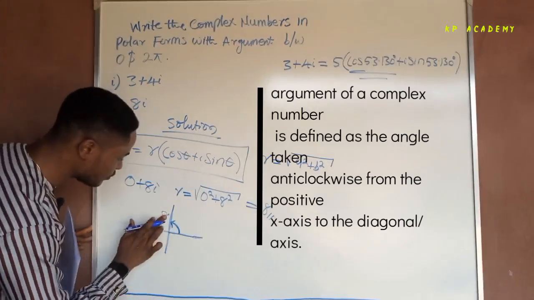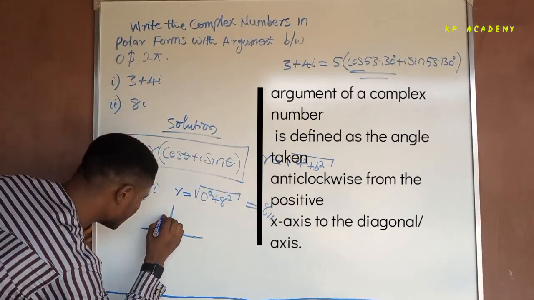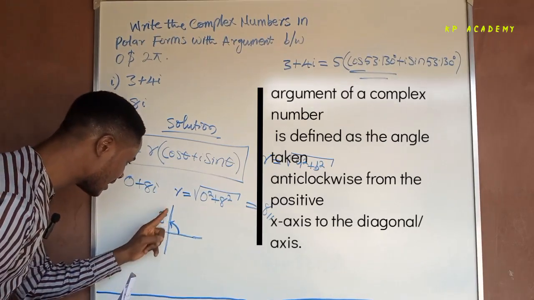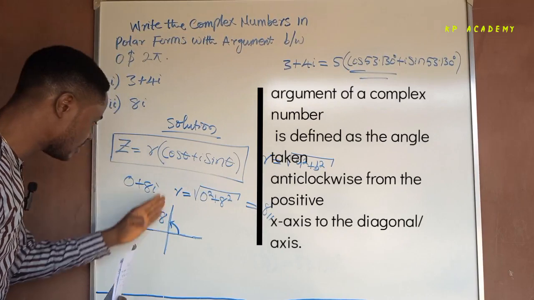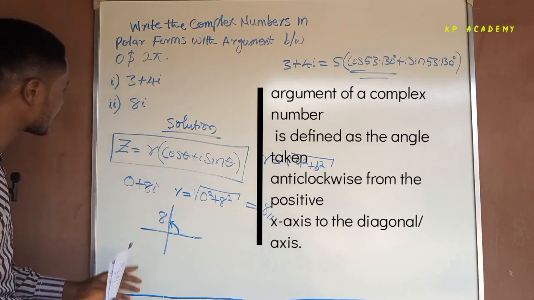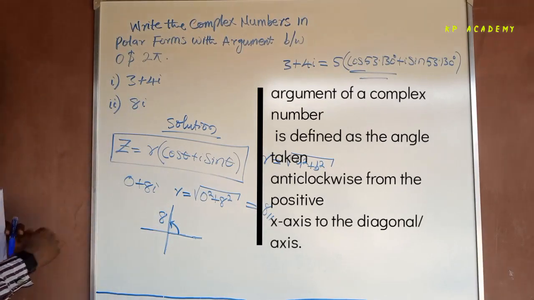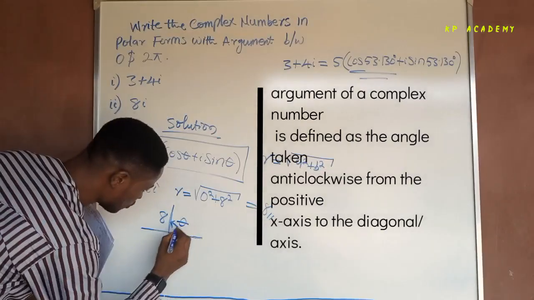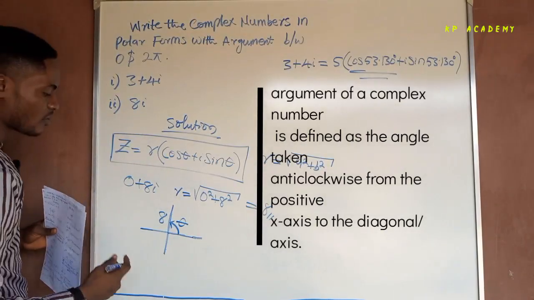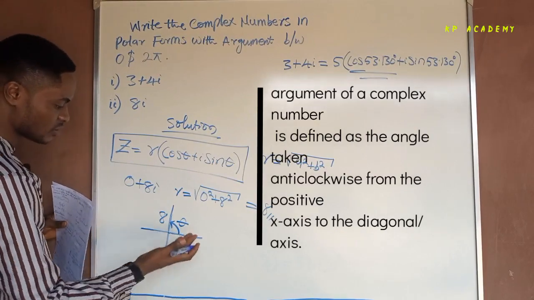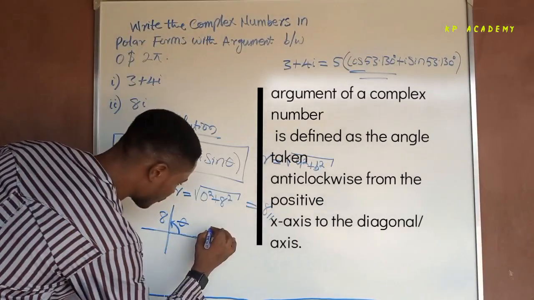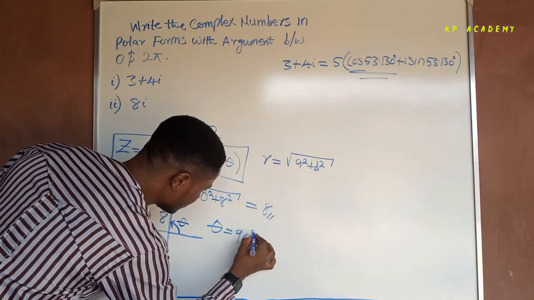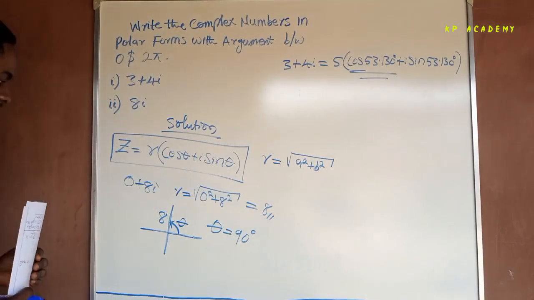Even though it is 8i, this is the 8 here. We don't need to put i, because the axis depicts that i is the one that will occupy the whole of the axis. All right, so we take it anti-clockwise until it touches the diagonal. So this is going to be our theta, and you find that if you watch carefully, this is nothing but 90 degrees. Therefore, from here we don't need to solve further. Our theta is equal to 90 degrees. I hope you understand this better.